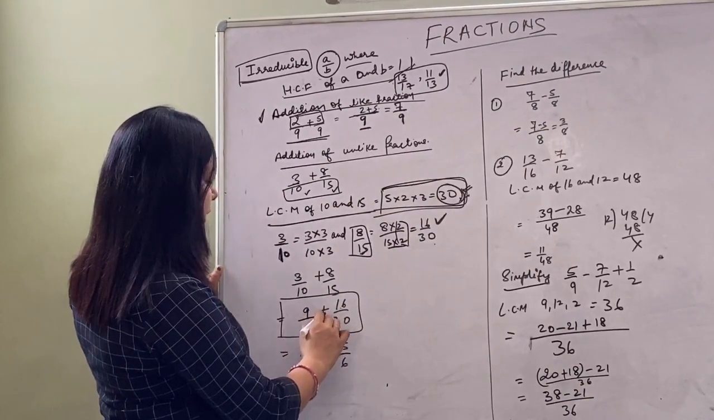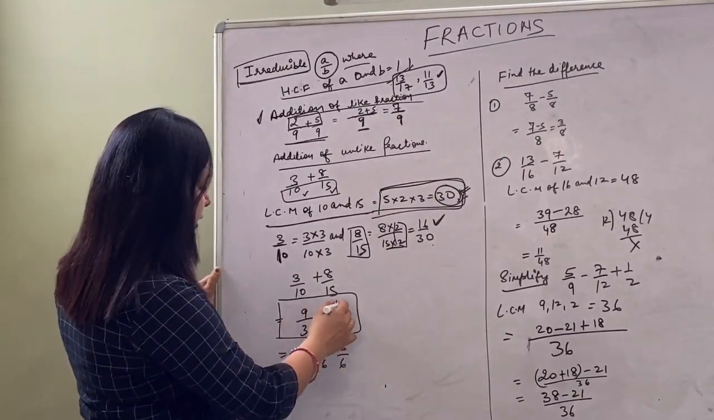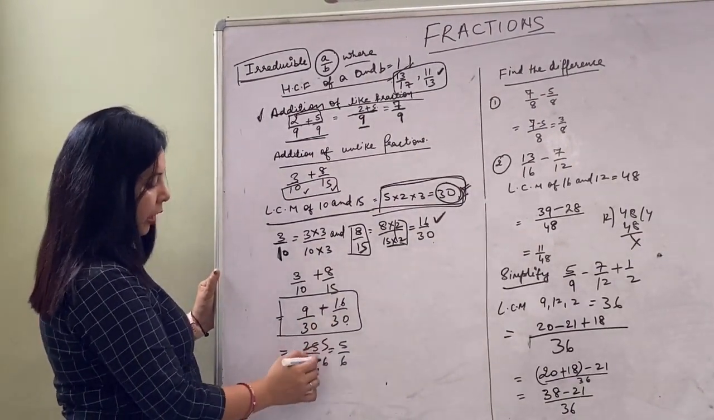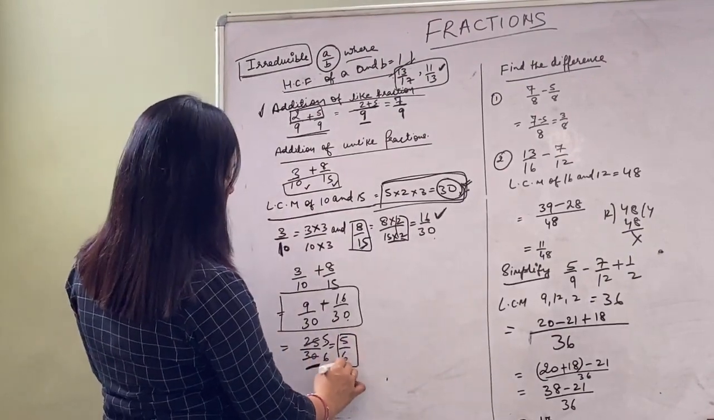And now we are going to add it like any simple addition of like fractions, which is 9 by 30 plus 16 by 30. So we will add 9 plus 16 and instead of 2 30s we will write down 30, and that is 25 by 30, which is 5 by 6. So 5 by 6 is the answer.